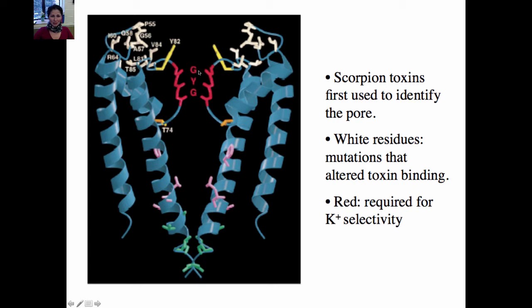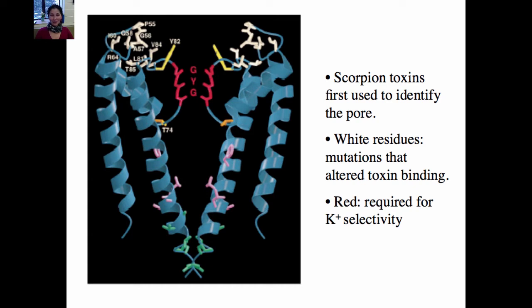The potassium selectivity filter is shown here in red. So 3 of the amino acids that are part of the selectivity filter are shown in red here. And those 3 amino acids are absolutely essential for potassium selectivity. And when I say potassium selectivity, I mean selecting for potassium over something else like a sodium ion. So this selectively and specifically transports potassium ions through the channel.